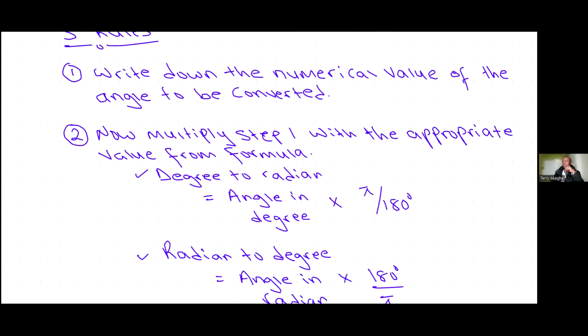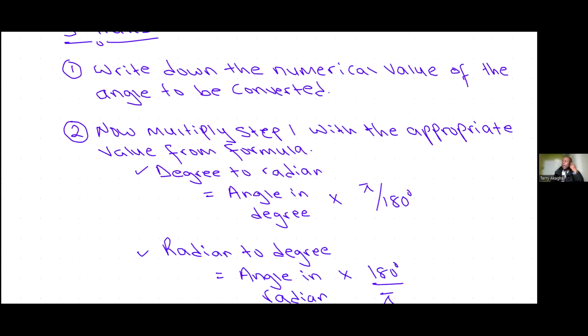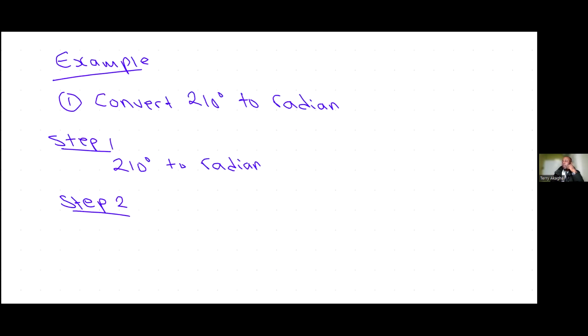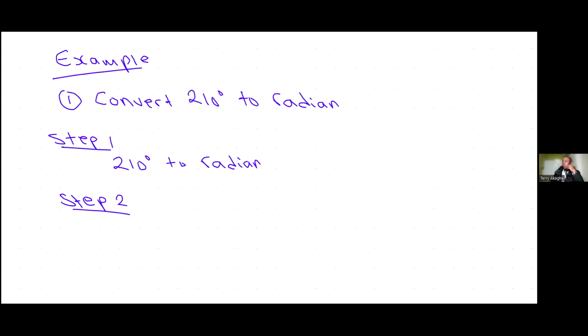So we are moving from degrees to radians. So it's going to be the angle in degrees multiplied by pi over 180. So what is the angle in degrees? 210, multiplied by pi over what? 180 degrees. Then step 3, what are we meant to do?